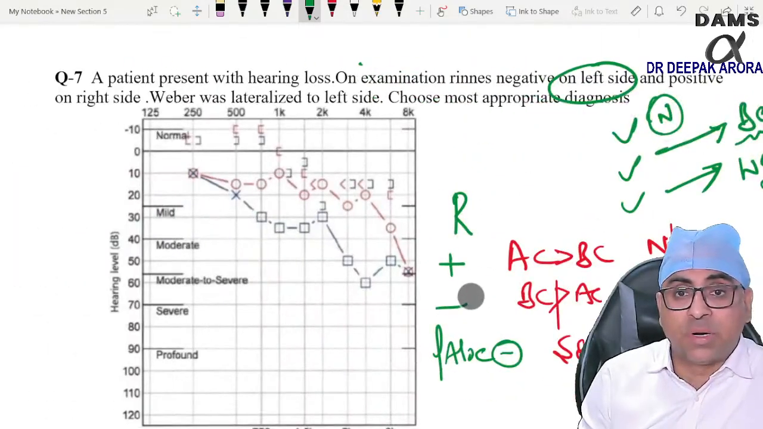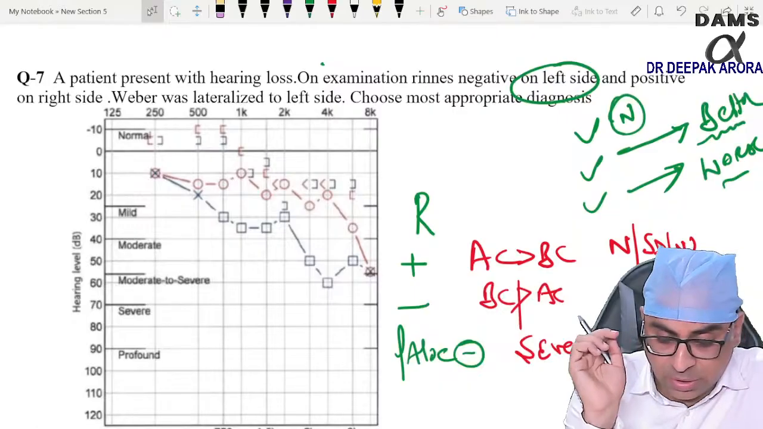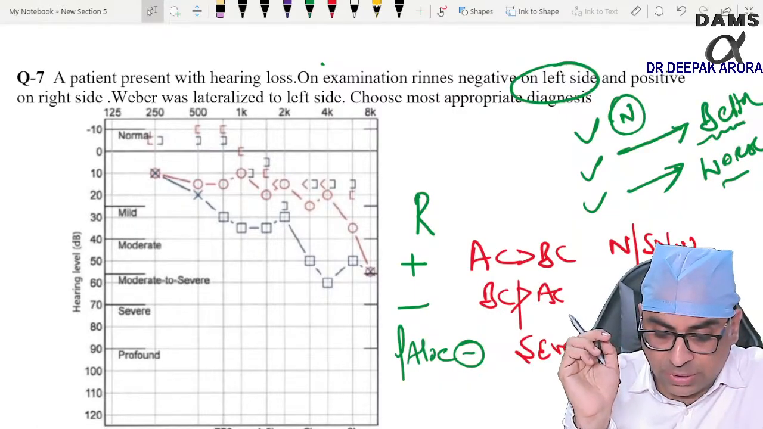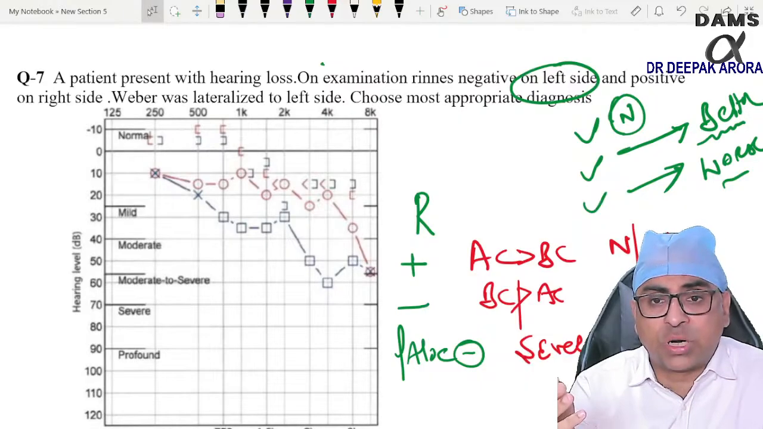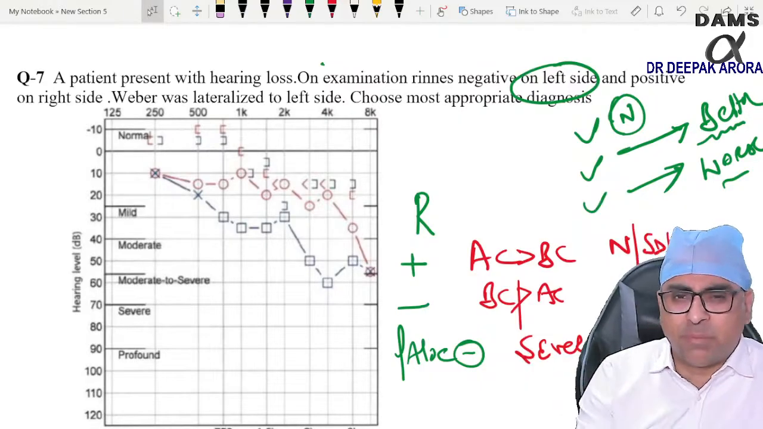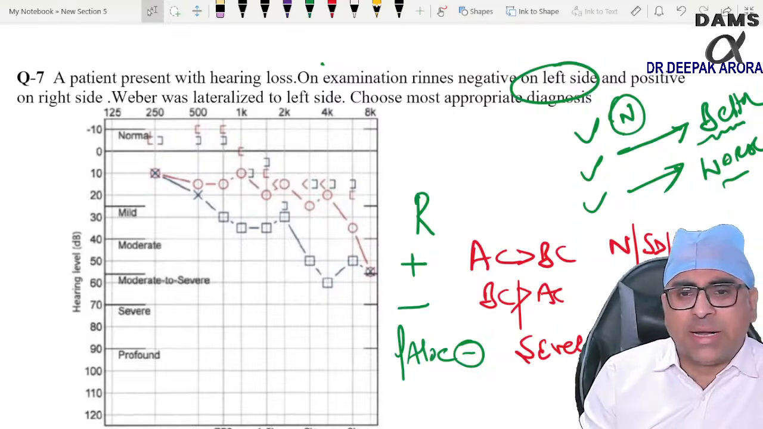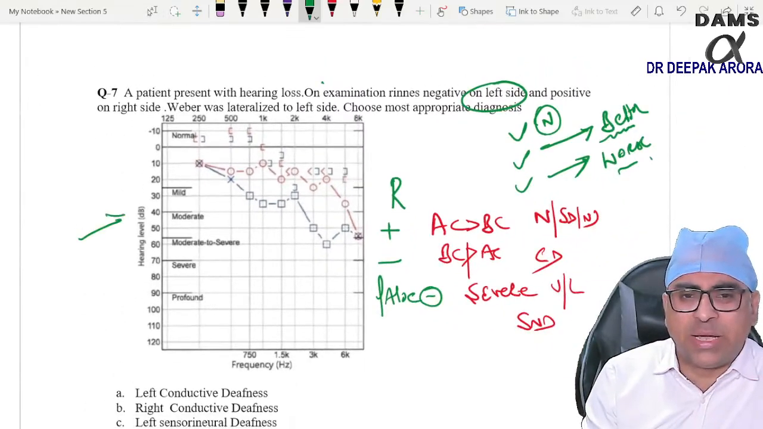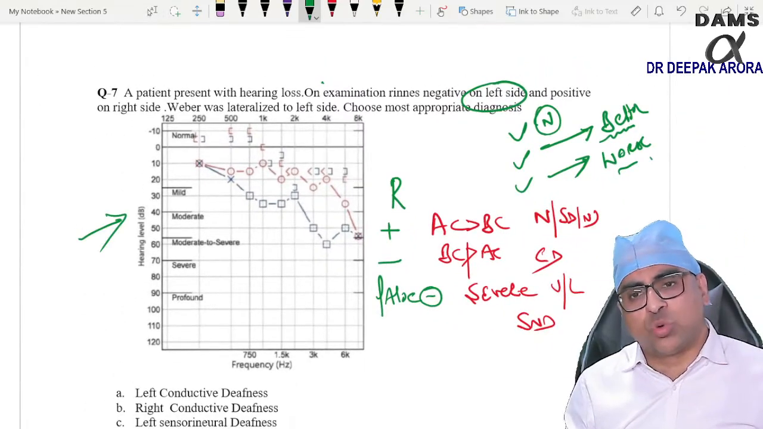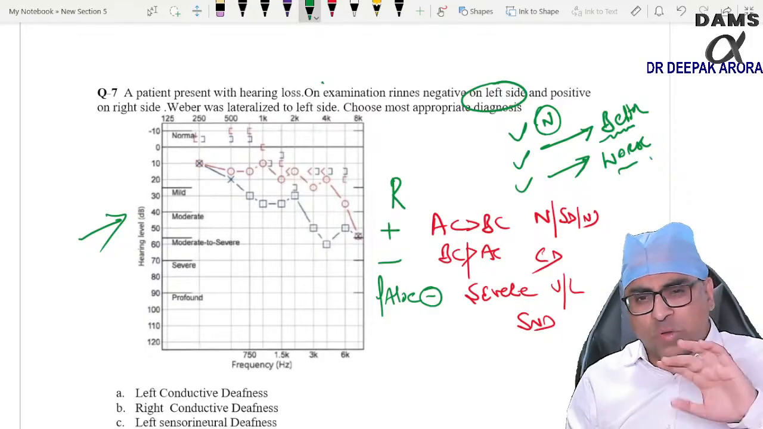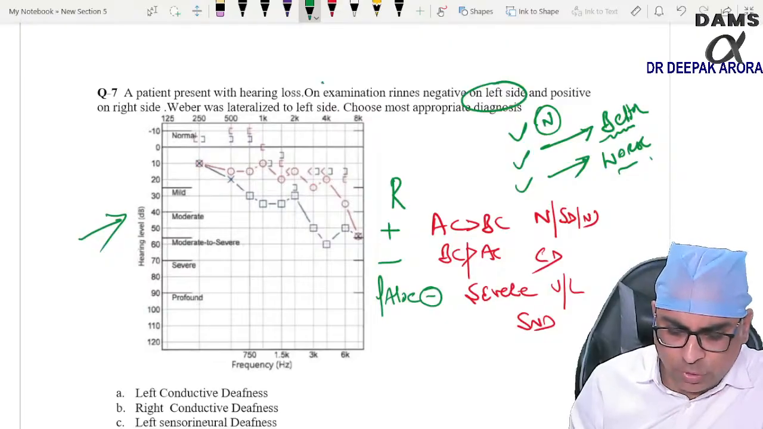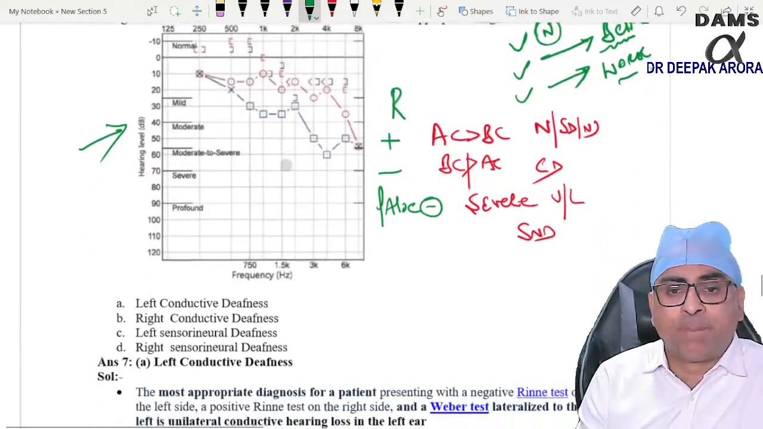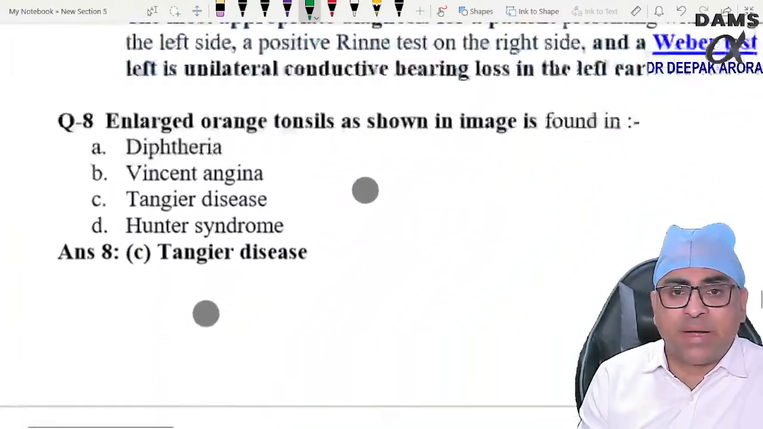Straightforward concepts. Done. Weber was lateralized to the left ear. AC worse than BC? Yes, air conduction more than bone conduction, so the audiogram may be different. I'm just showing you the PTA, pure tone audiogram. They have shown you some audiogram. It was similar to this, where they showed an air-bone gap and the right side was normal. Is it clear? So the answer will be left conductive deafness.